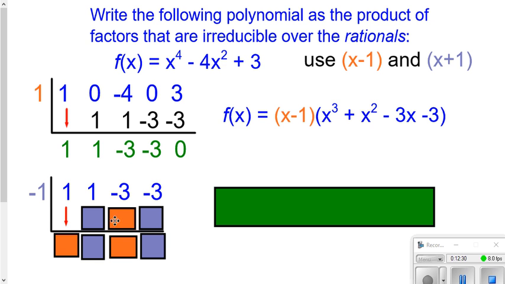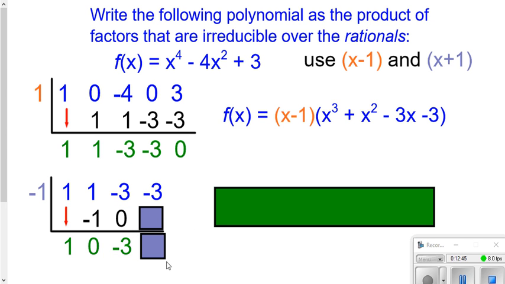Take out the -1 here and go through the exact same process or steps as before. Drop down the 1, and -1 times 1 is -1. Add these together to get 0. -1 times 0 is 0. Add these together to get -3. -1 times -3 is +3. -3 plus +3 gives us, again, a remainder of 0.